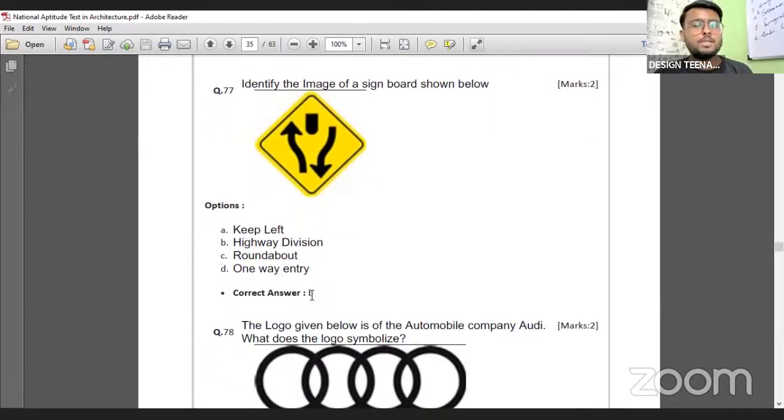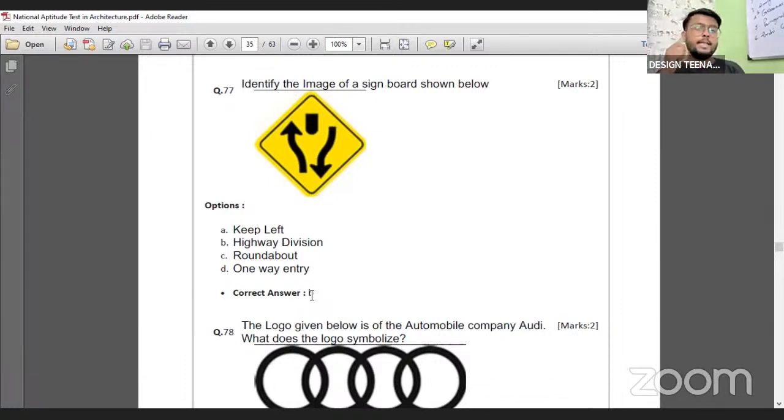Identify the image of the signboard. Okay. Keep left, roundabout, a one-way entry. Keep left is always a symbol shown like this and straight, that is, stay on the left side. Roundabout is a U-turn. This is actually a term from American English. Roundabout in our term is U-turn. U-turn is a U kind of symbol.